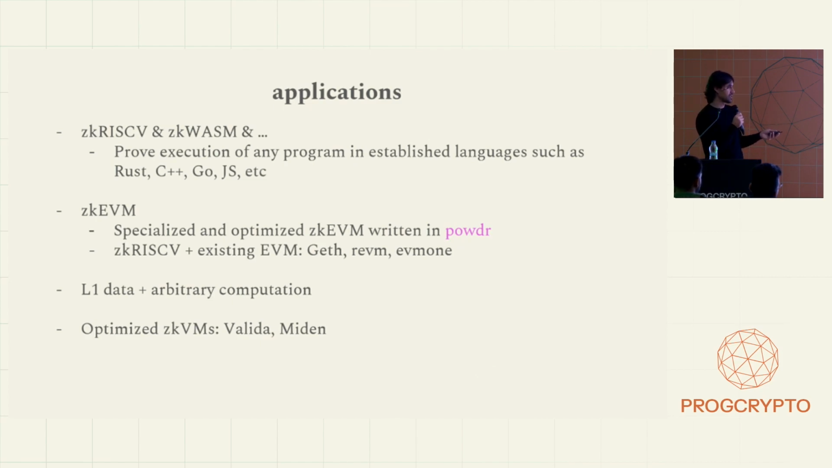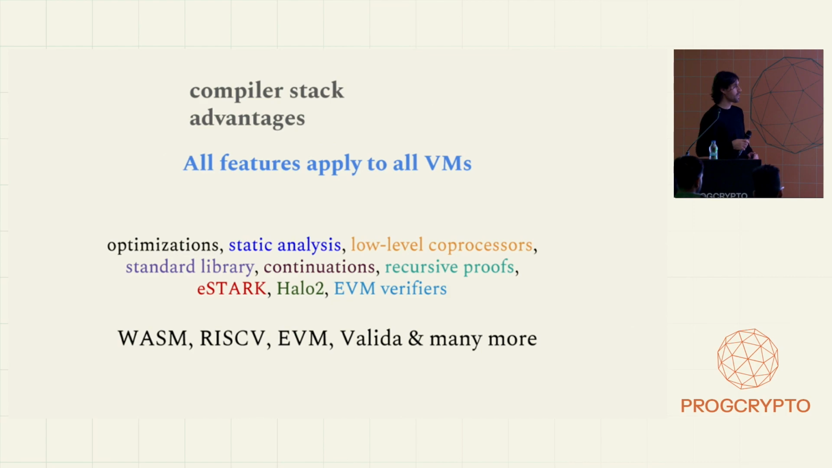The other use cases are, for example, L1 data and arbitrary computation, which is kind of the opposite of what L2s are doing, because Ethereum L2s care about EVM execution, but not necessarily about L1 state. And a lot of use cases actually care about the L1 state, but not about the EVM at all, for example Rust execution or Python or something. And there are also other custom zkVMs, for example Valida or Miden, that could also implement the VMs themselves in powdr assembly.